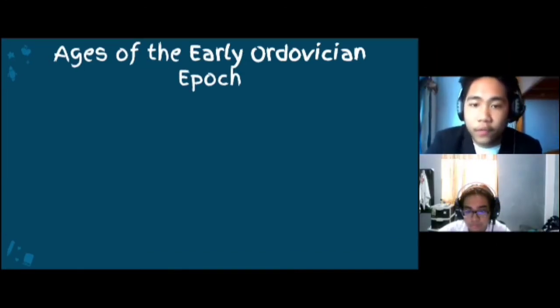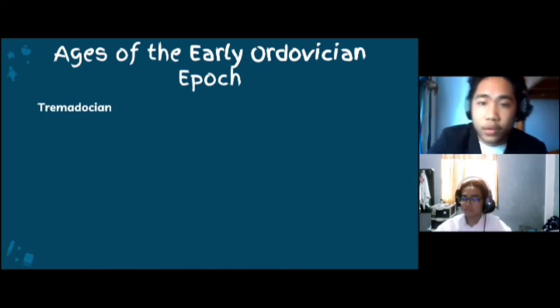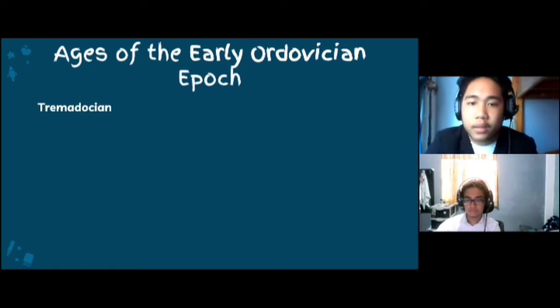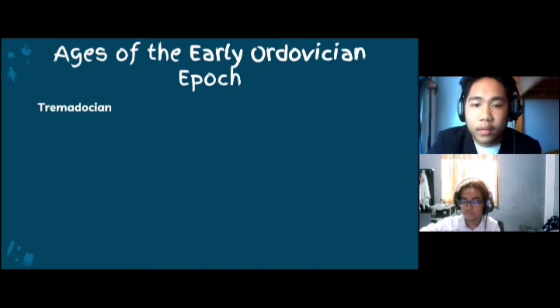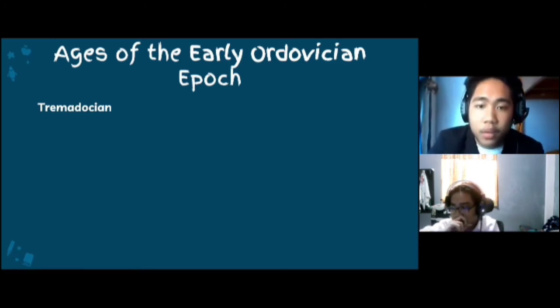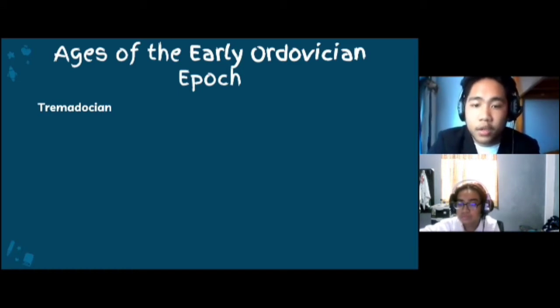Ages of the early Ordovician epoch. Tremadocian stage, the lowermost of the standard worldwide division of the lower Ordovician series and the lowest of the seven stages within the Ordovician system. It encompasses all rock formed during the Tremadocian age, which spans the interval between 485.4 million and 477.7 million years ago.